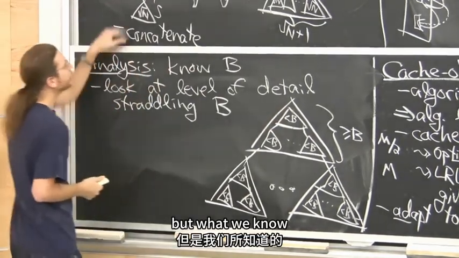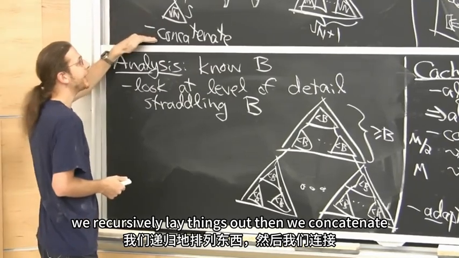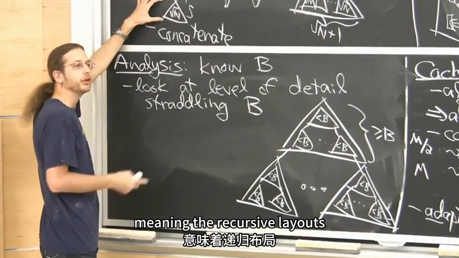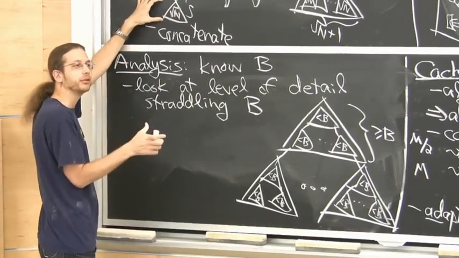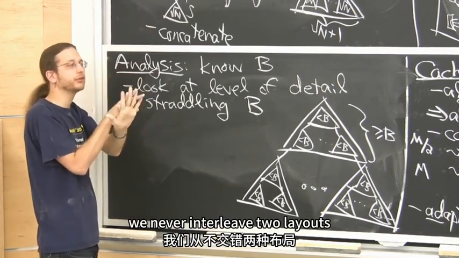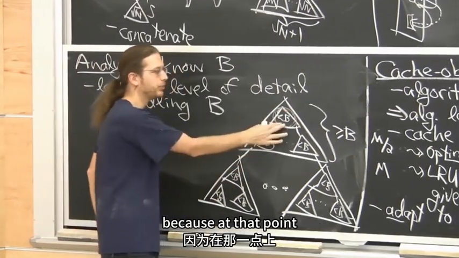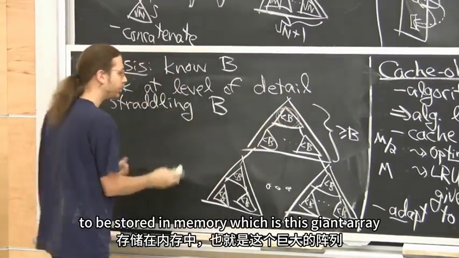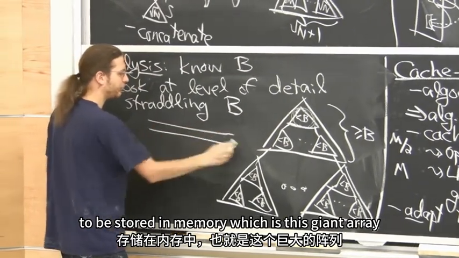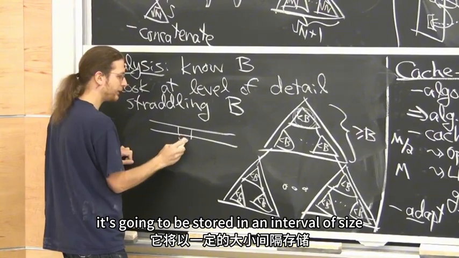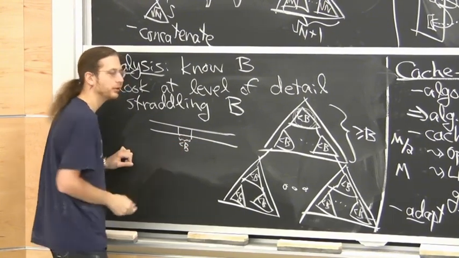But what we know, we recursively lay things out, and then we concatenate, meaning the recursive layouts remain consecutive. We never interleave two layouts. So however this thing is laid out, we don't really care, because at that point it's going to be stored in memory, which is this giant array. It's going to be stored in an interval of size less than B.